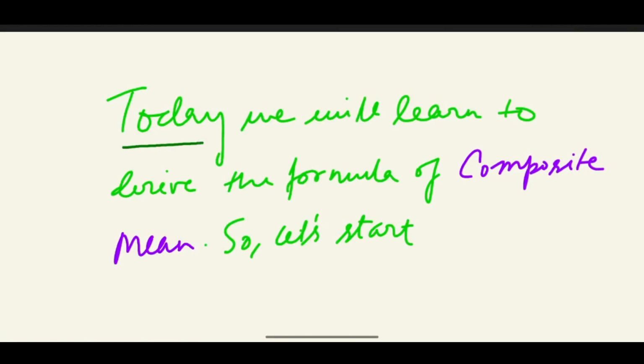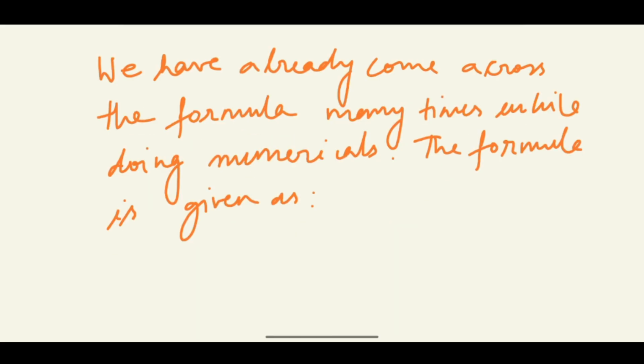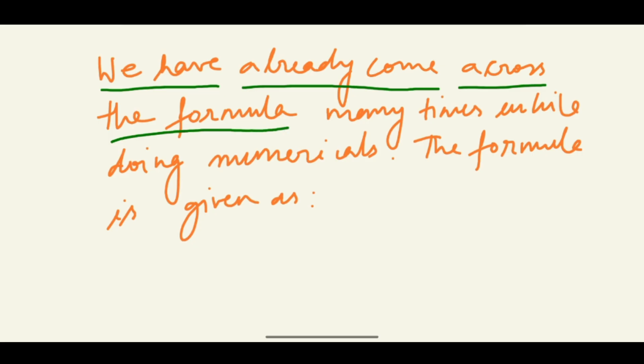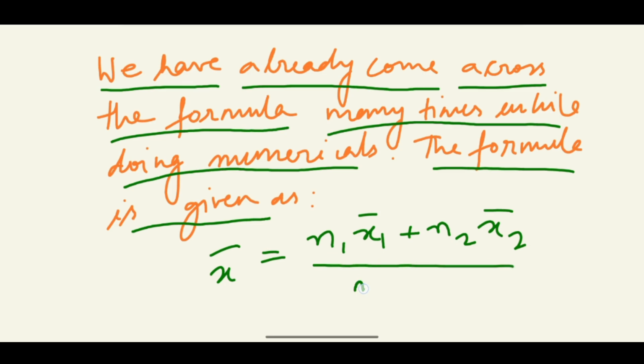Hello students, welcome. Today we will learn to derive the formula of composite mean. So let's start. We have already come across the formula many times while doing numericals. The formula is given as x bar equals n1 x1 bar plus n2 x2 bar divided by n1 plus n2.